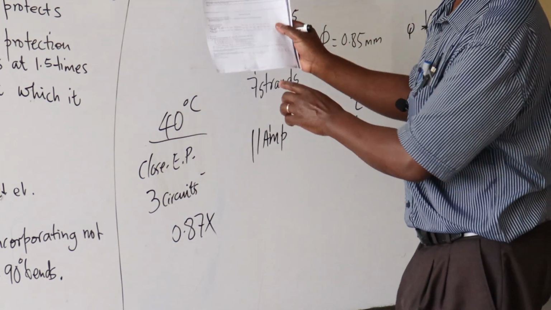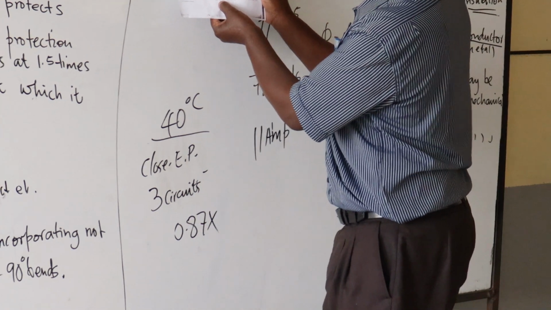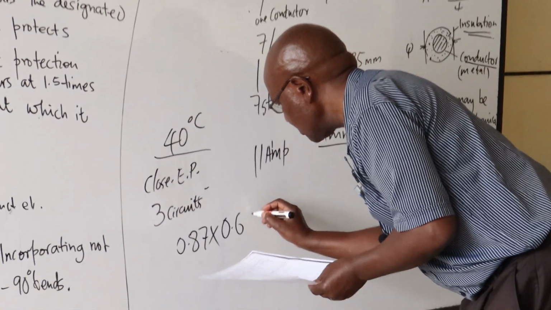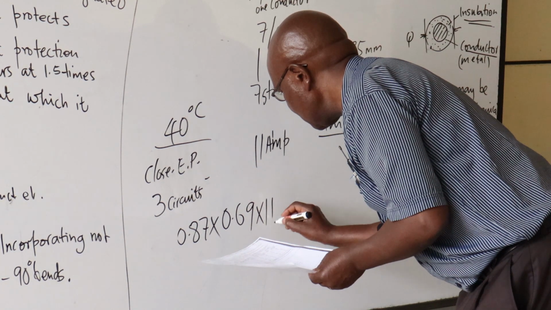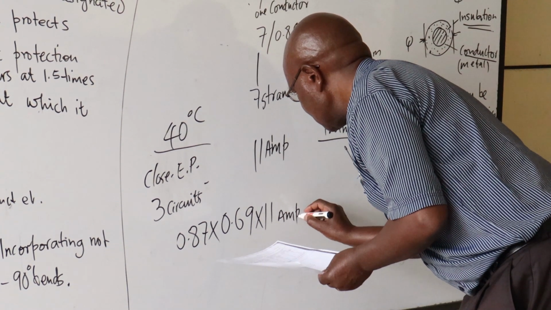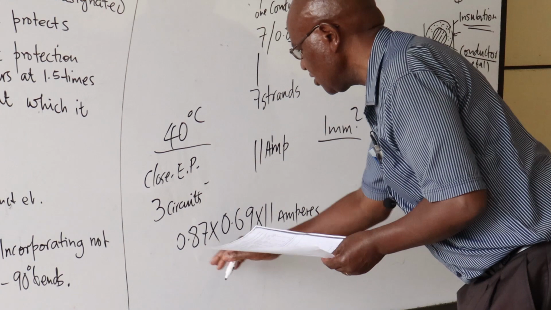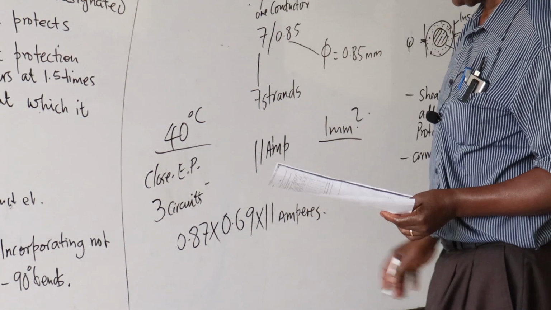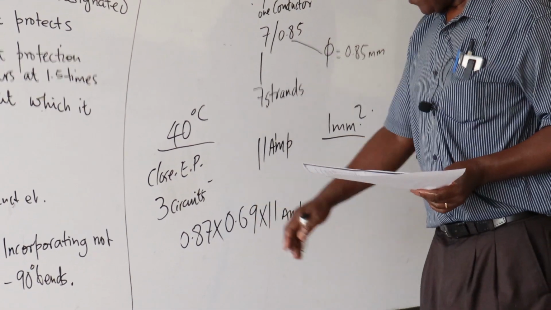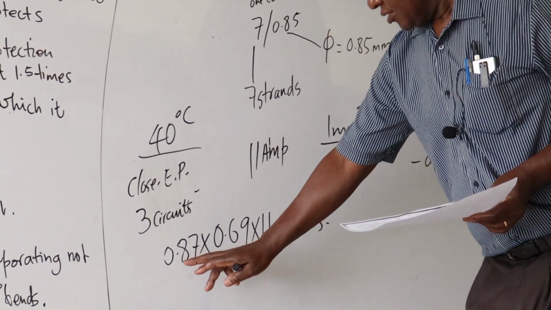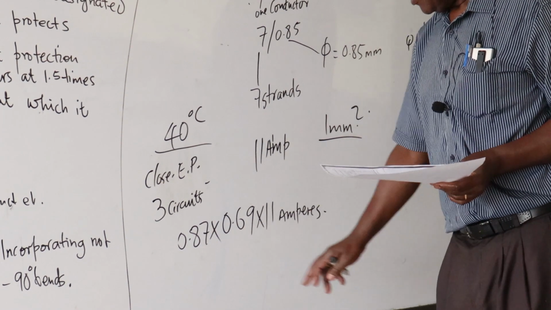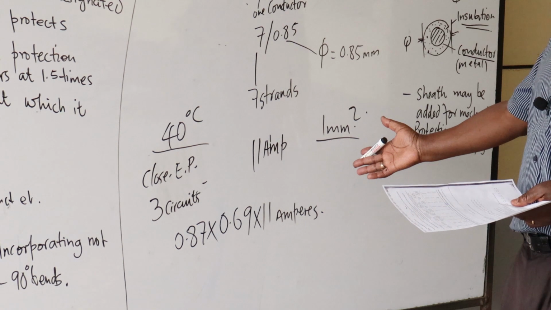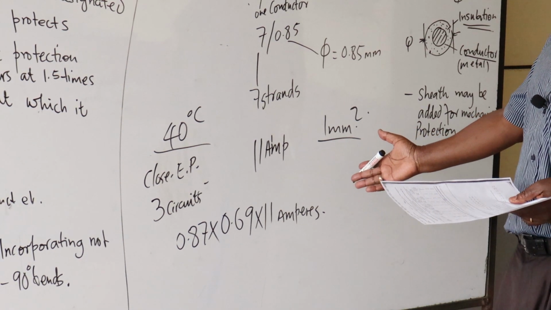We have got 3 circuits at the bottom here, 0.69, and then we multiply by the 11 amperes. Now, if you are using that cable in that kind of scenario, that will be the current that cable can carry. If you work that one out, 0.9, 0.7, 0.63, that will come to about how much?